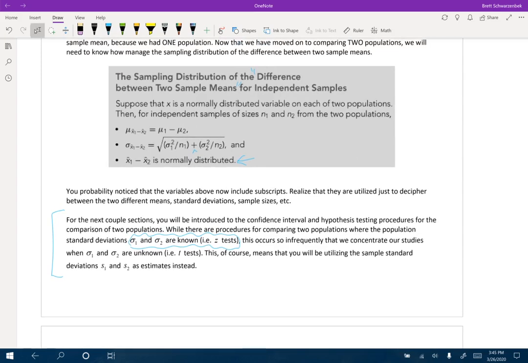If you recall, when I started z-tests and then I went to t-tests, I noted that z-tests are not very common in the real world because how is sigma known if mu isn't? So in the textbook, all they do is concentrate on t-tests when it comes to the difference between two means, which means we're going to be using S1 and S2 to estimate sigma 1 and sigma 2.